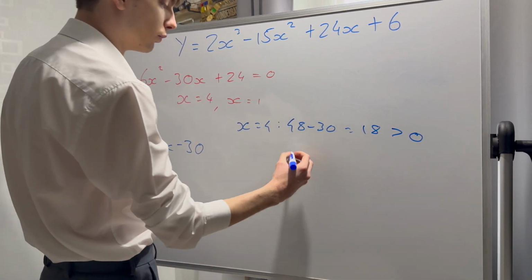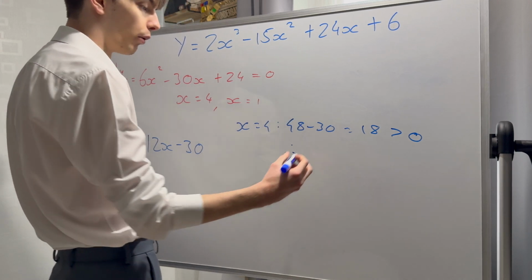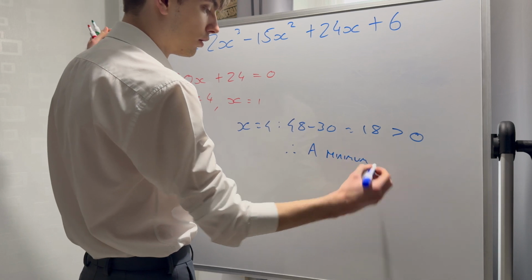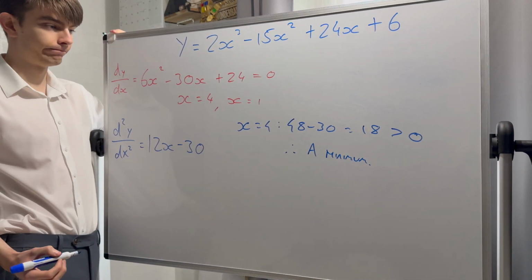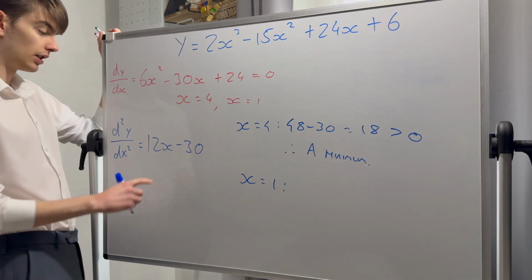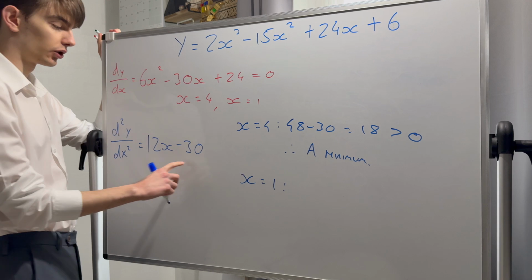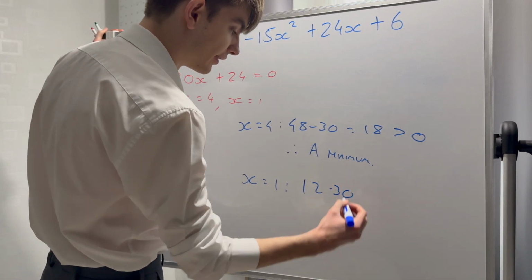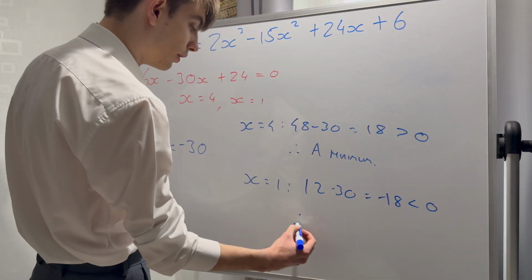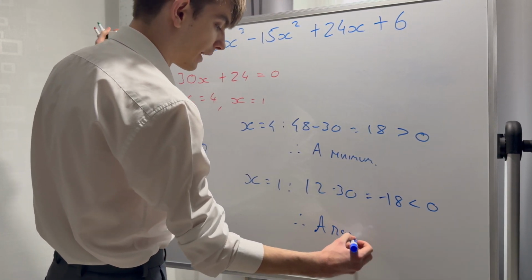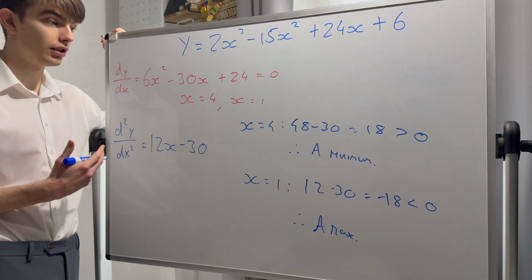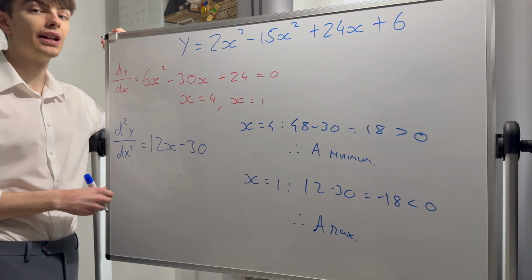So at x equals 4, my point is a minimum. And then at x equals 1, well, if I put 1 into this equation, I get 12 minus 30, which is minus 18, which is less than 0. Therefore, I have a maximum. And obviously, this is a lot faster than the original method we described and is a lot simpler.